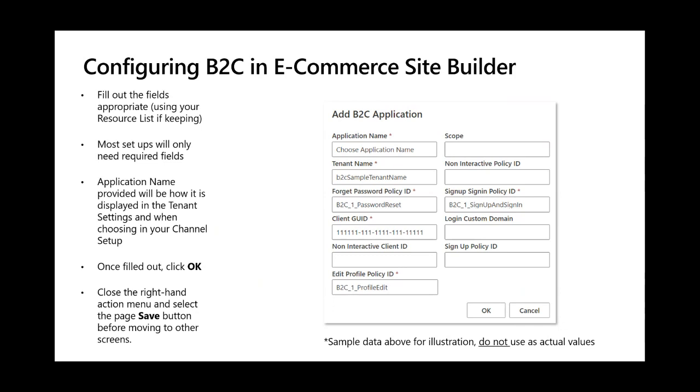Once everything's entered, click OK. And the system will attempt to validate to make sure that the policy IDs that you're referencing do belong to the tenant, and that the tenant name is a tenant name it's found. So some basic validation will try to help make sure you have the right information in case there's the potential for a mistake.